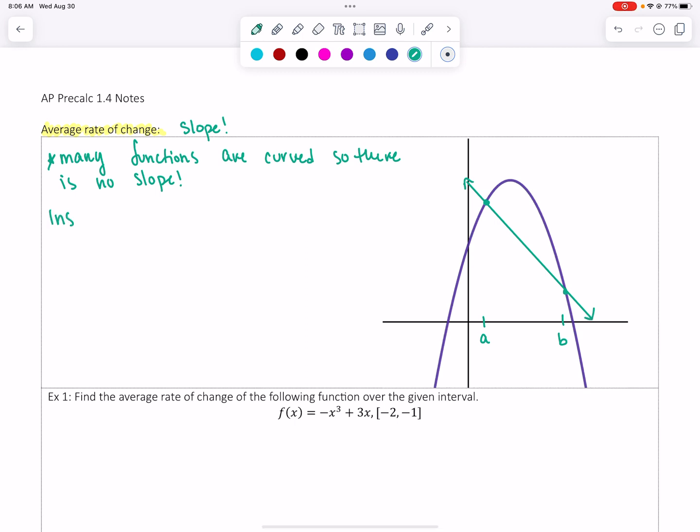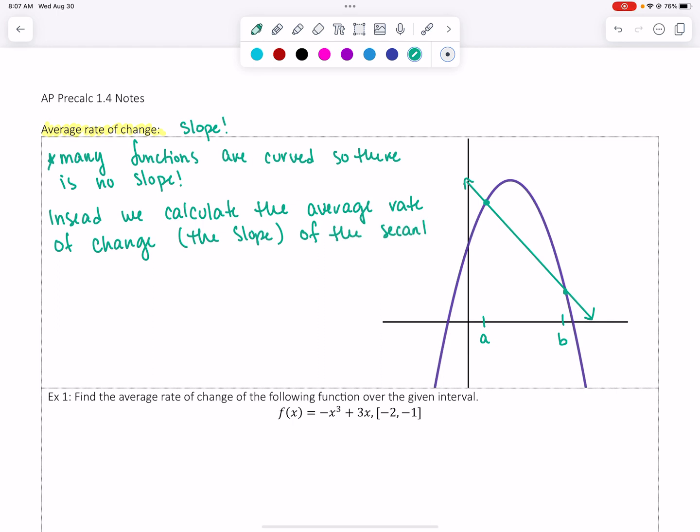So instead, we calculate the average rate of change, aka the slope of the line, we should say secant line, passing through an interval. So for this one, we're talking about the interval from A to B.